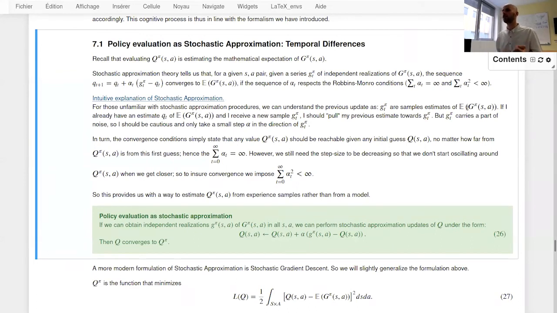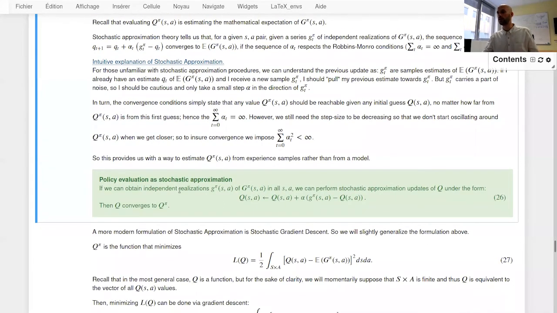Basically, this principle of stochastic approximation provides us with a way to estimate Q^π(s,a) from experience samples rather than from a model. How do we do that? Well, we do that by obtaining independent realizations G^π(s,a) of the random variable G^π(s,a) in all (s,a) pairs. And as we obtain those realizations, we can perform stochastic approximation updates of Q under the form Q(s,a) receives Q(s,a) plus that little shift towards G^π(s,a), so alpha times (G^π(s,a) minus Q(s,a)). And if alpha respects the Robbins-Monro conditions, then Q will converge to Q^π.